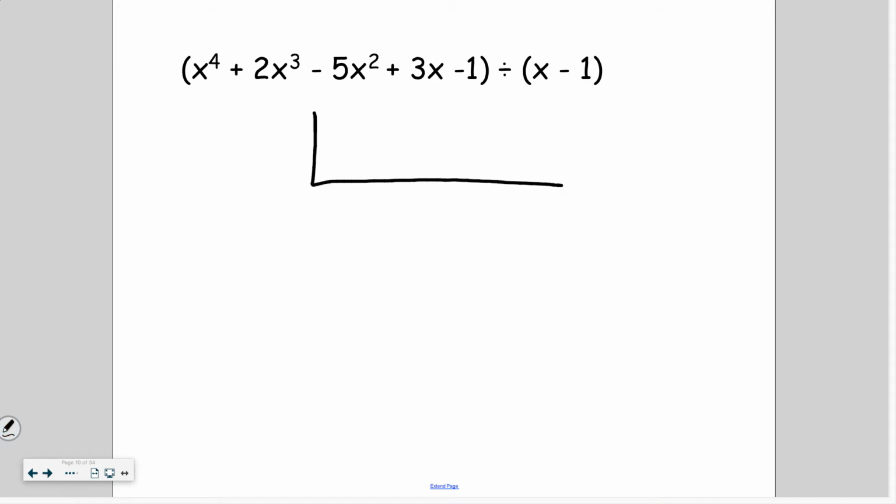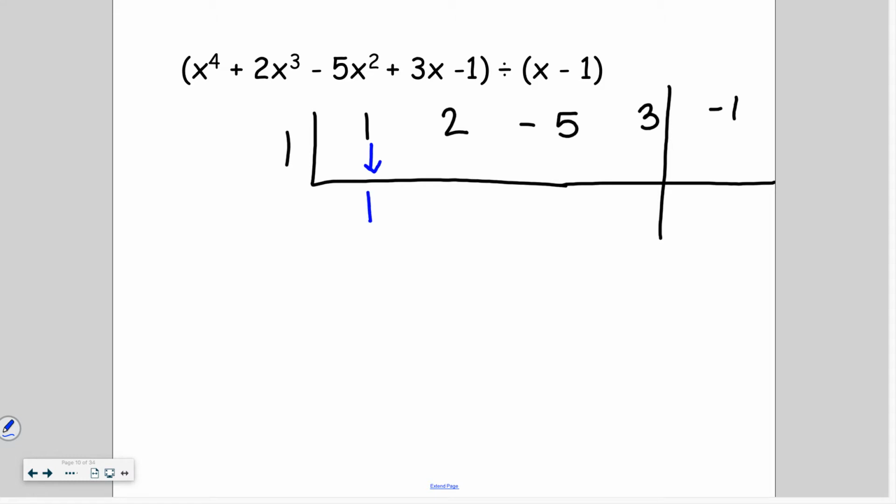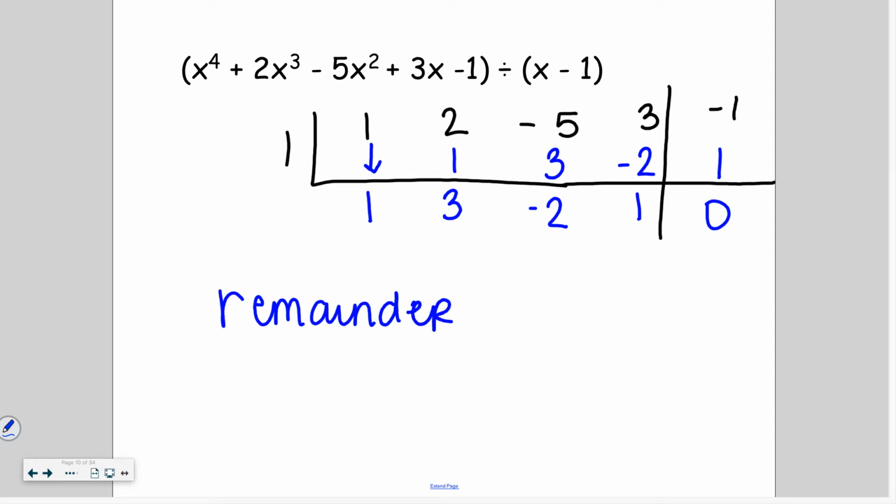So we've got 1, 2, negative 5, 3, negative 1. We're going to divide by positive 1. So 1 and 1 gives me 1. 1 and 3 gives me 3. 1 and negative 2 gives me negative 2. 1 and 1 gives me 1. There you go. So our remainder is 0.